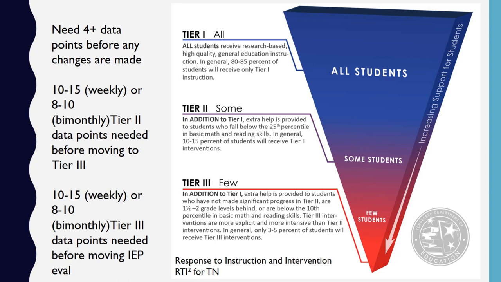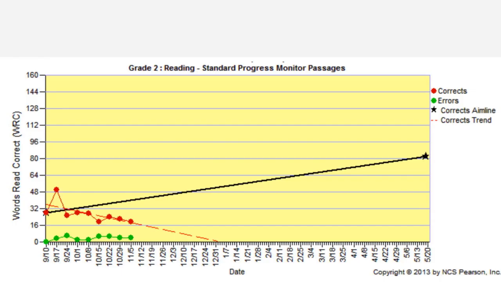So this is one example of some of the data that the teachers might look at during one of these RTI meetings. And so this is the number of words read correctly, and each little red data point is one of these little progress monitoring probes. The black line is what the kids should be achieving at grade level, right? Kind of their goal. And the green is the number of errors they're making. You don't have to worry about that as much. The red is the number of words they're getting correctly. So how would you interpret this data, Dr. Bowley?